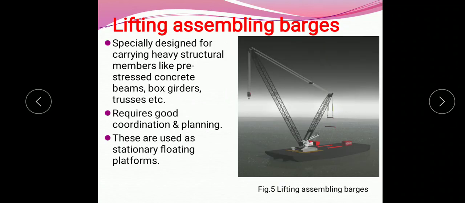Next type of barge is lifting assembling barges. As the name indicates, sometimes we have to lift and assemble the various prefabricated materials on the construction site. These types are specially designed for carrying heavy structural members like pre-stressed concrete beams, box girders, trusses, etc. Here the figure shows the lifting assembling barge to which the cranes are provided for lifting the various material.